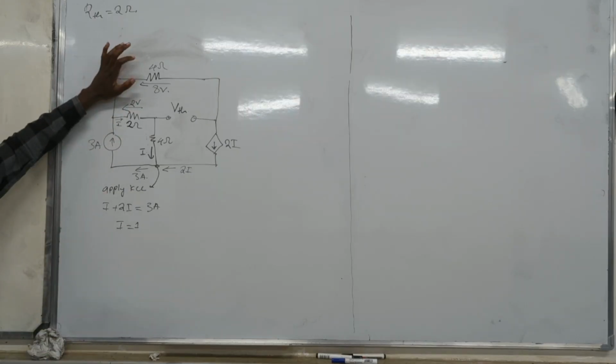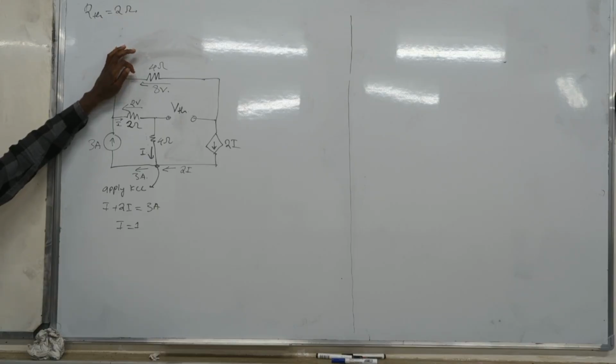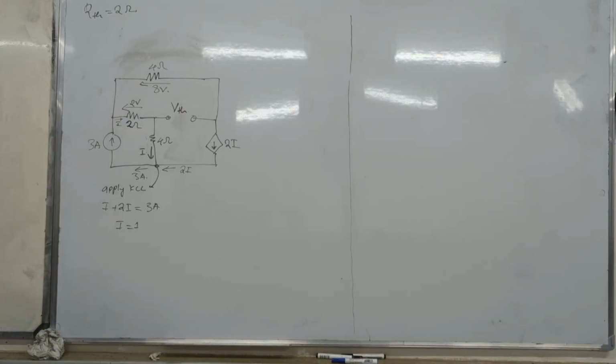Or do we have the value of current flowing through the 4 ohms? 2I. What is I? 1. So what is the voltage across the 4 ohms resistance?